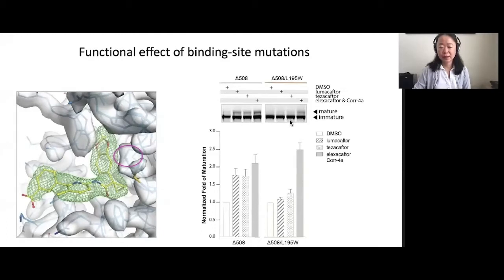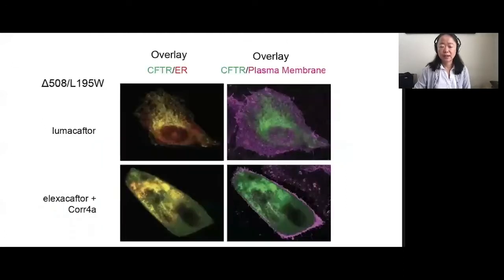And these gels were run many times, and then the quantification was shown here. So this is delta 508 normalized to 1. Then lumacaftor and tezacaftor do not rescue the mutant, but the other non-type 1 correctors do. Confocal microscopy also showed that lumacaftor cannot rescue the mutant, but the other correctors can. As you see, the CFTR superimposed with the ER marker in the presence of lumacaftor and has very little expression on the cell surface.